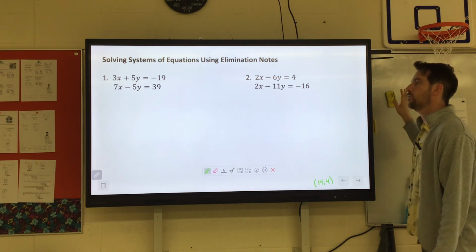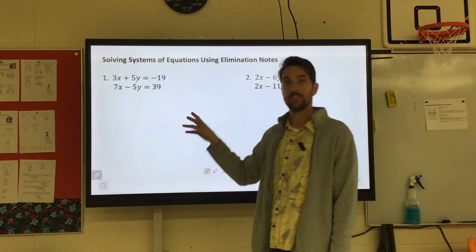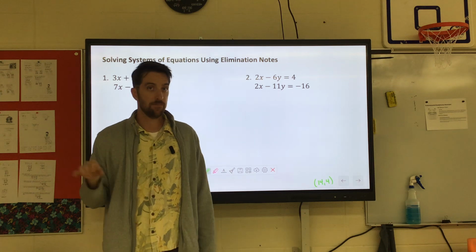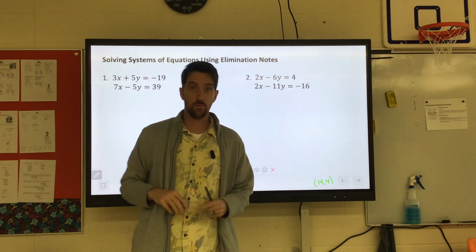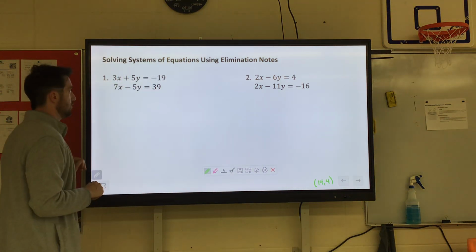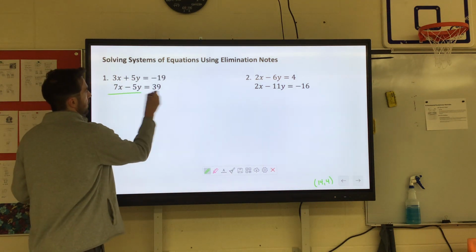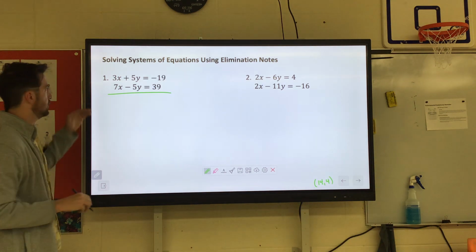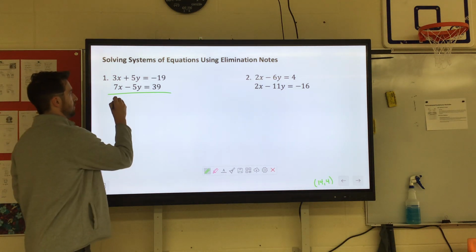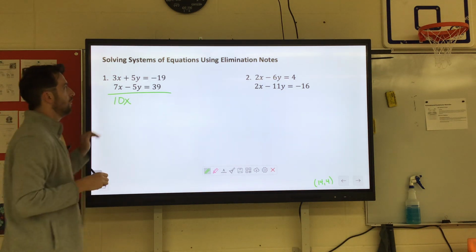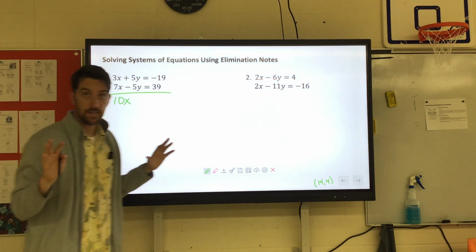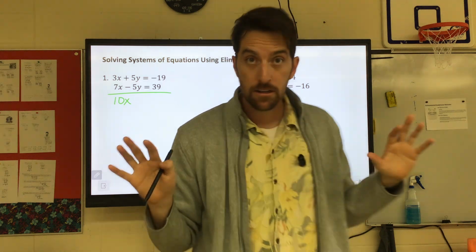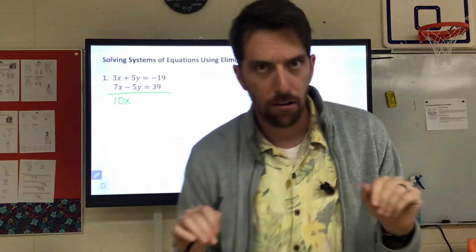Elimination works very well when you have the x and y on the same side of both equations, and it works great if the x's match up or the y's match up. If you look at example one here, if I was to add everything straight down, 3x plus 7x is 10x. 5y plus negative 5y is no y. It's almost been eliminated.